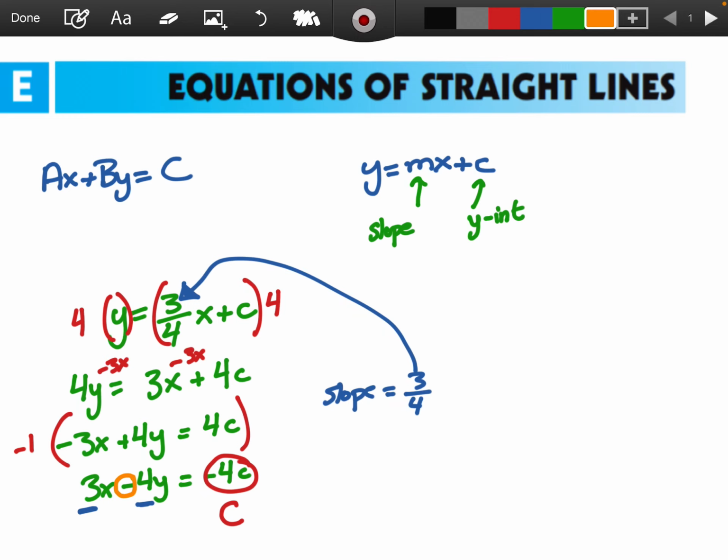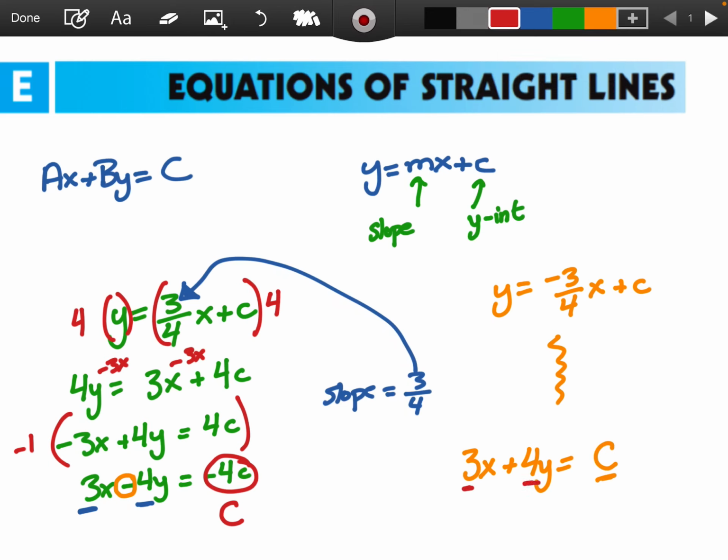If you did the exact same thing with a negative slope, so let's imagine we did the exact same thing except our slope was negative 3 over 4x plus c, if we rearrange, we would have ended up with 3x plus 4y equals c, whatever c turned out to be. So what you need to remember is that you can get the slope from general form. It's just that you need to use both of the coefficients of x and y, and then the slope is the opposite symbol of whatever is in between them.